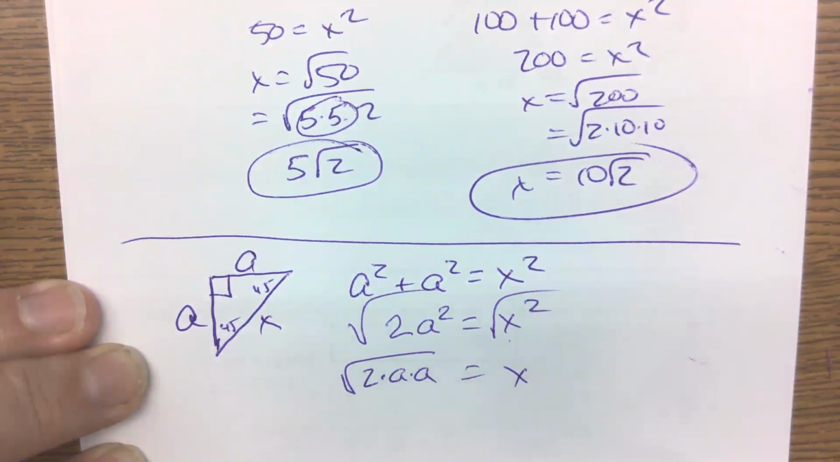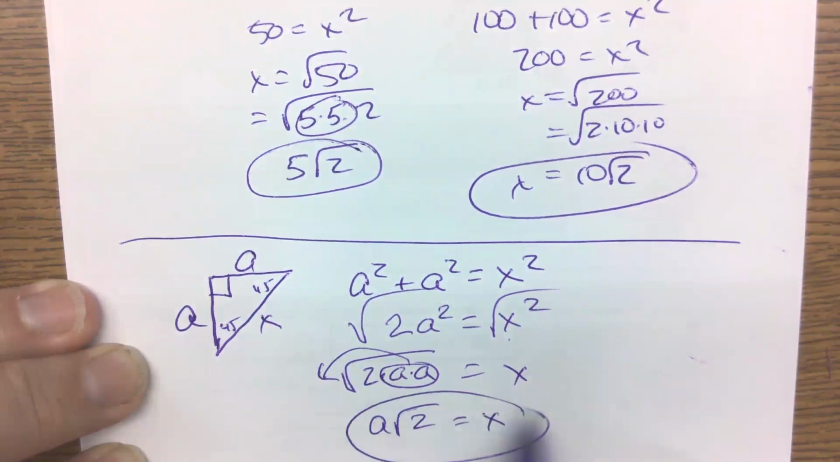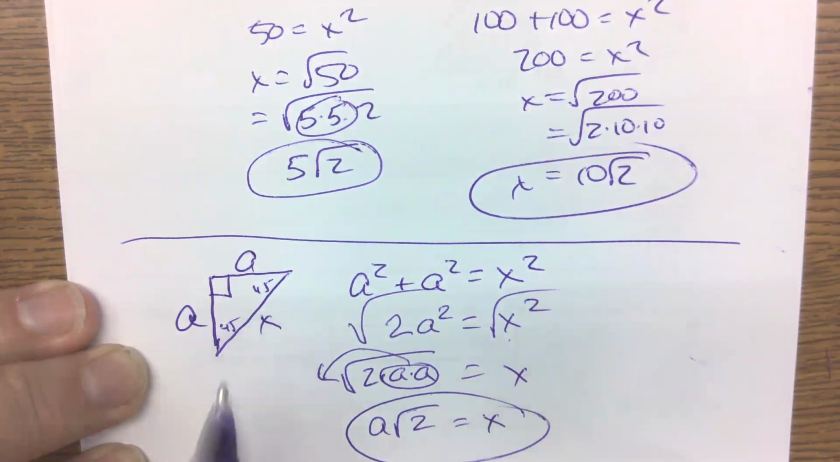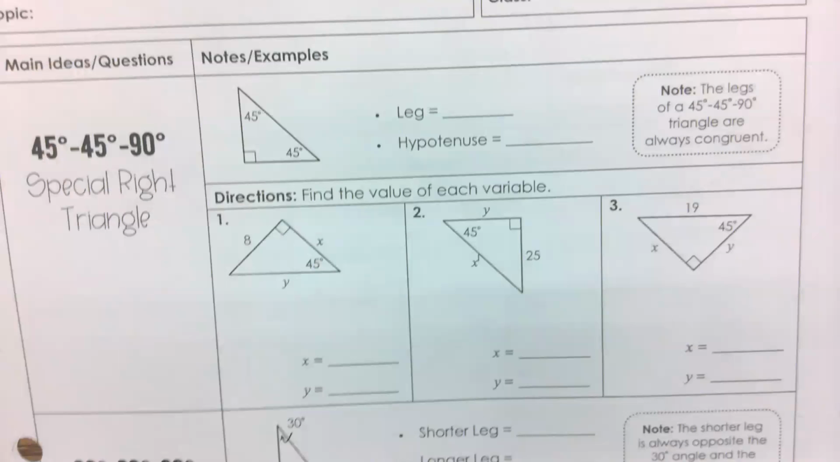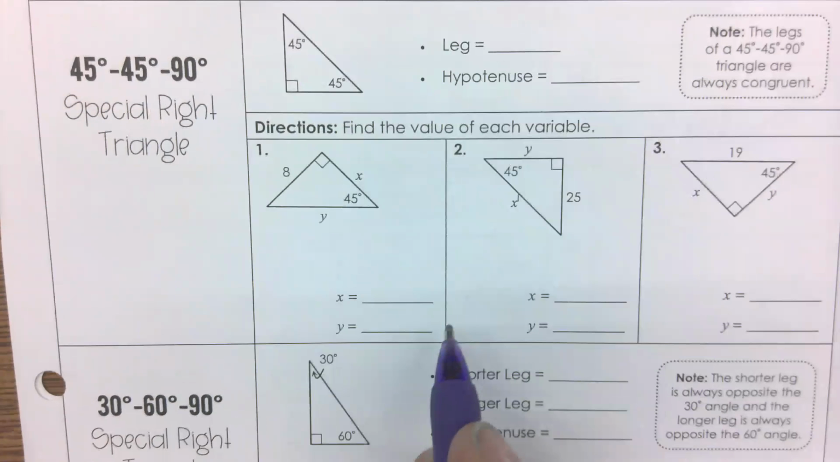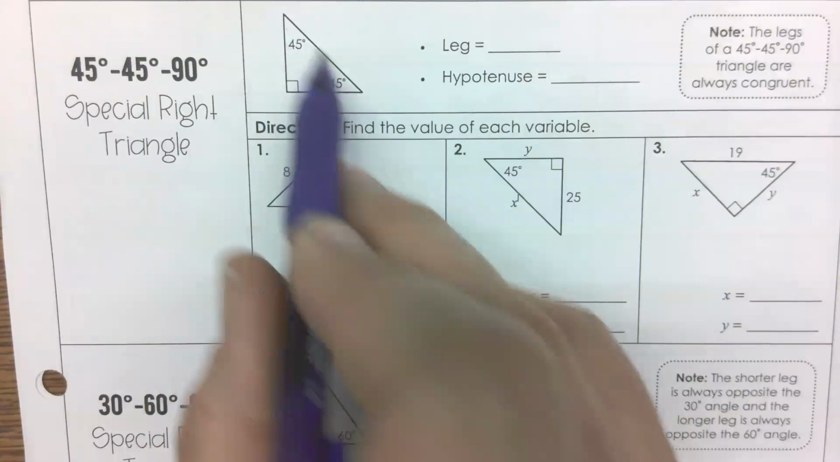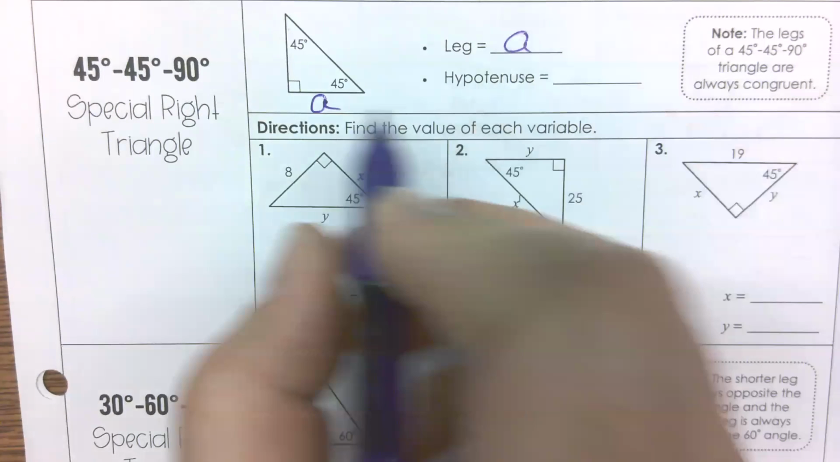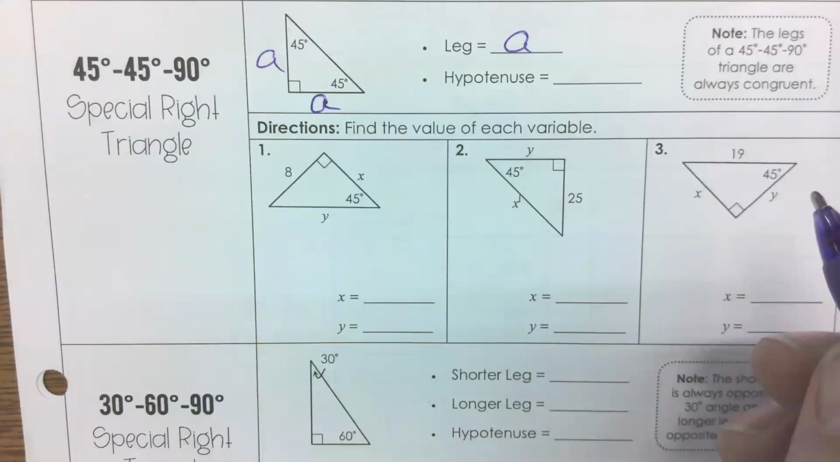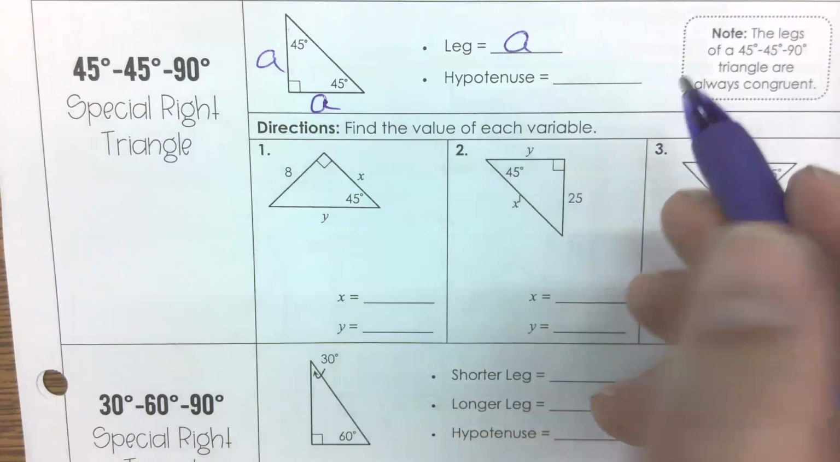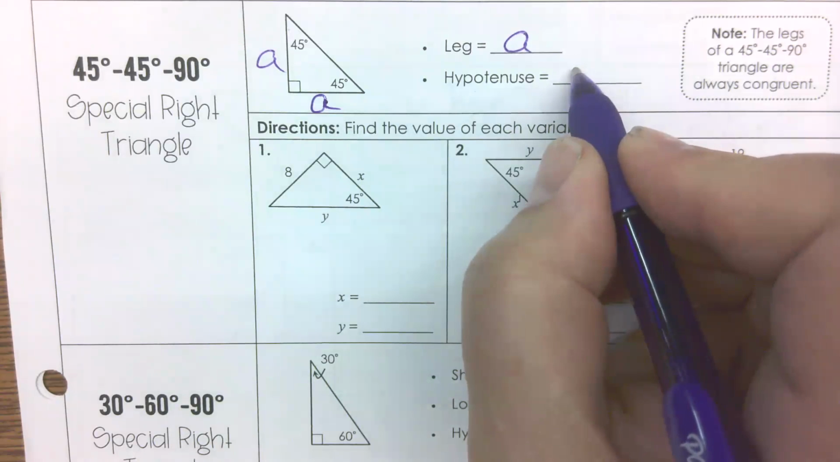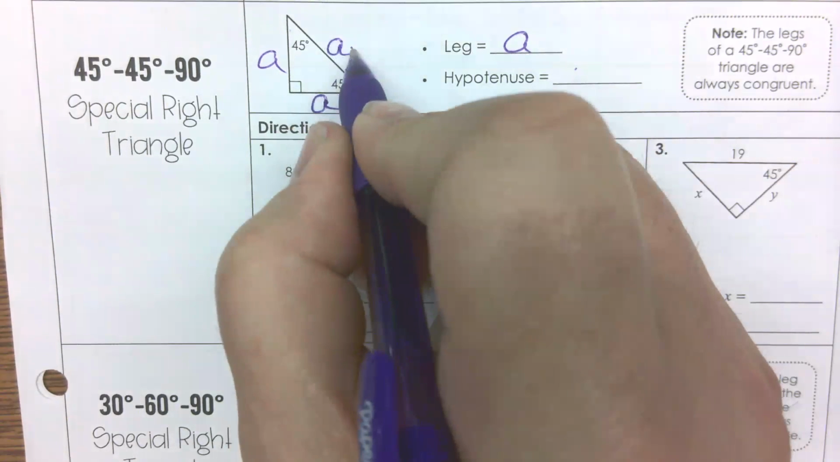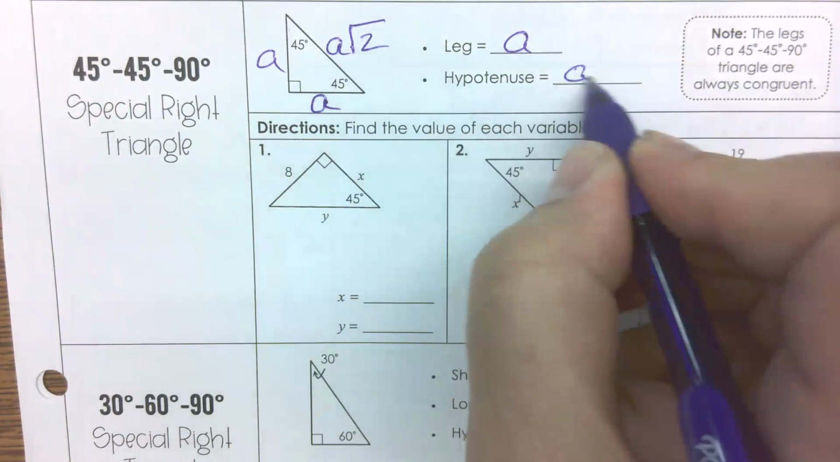Who's pairing up? A. So that comes out as a single A, and I get A root 2 is equal to X. So that is going to work. Take a look at the worksheet you got in front of you. What this says is that for a 45, 45, 90 triangle, if your leg is equal to A, then so is the other leg. And how big will the hypotenuse be? A root 2.